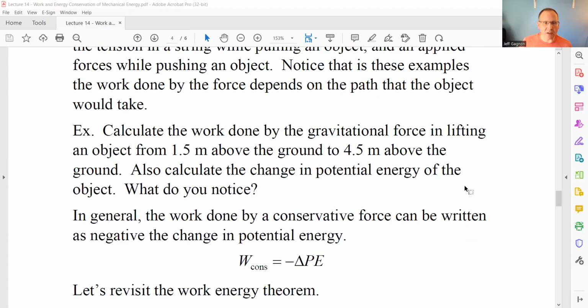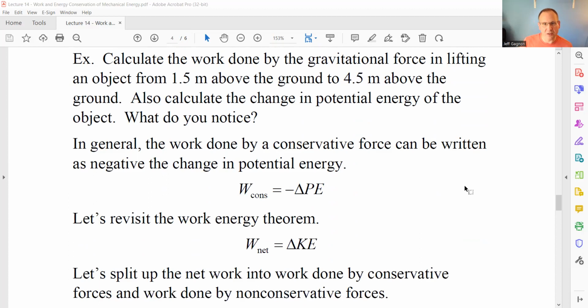Okay, so let me show you how that is going to be related to the potential energy. What we're going to do, and I'll jump on the iPad to show you this in a second, is calculate the work done by the gravitational force in lifting an object from 1.5 meters above the ground to 4.5 meters above the ground. And then we're also going to calculate the change in potential energy of the object. And it says, what do you notice? What we're going to notice is that the work done by the conservative force is equal to negative the change in potential energy. So let me show you that.